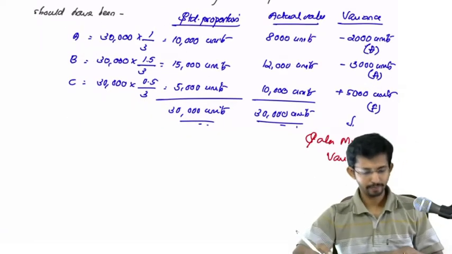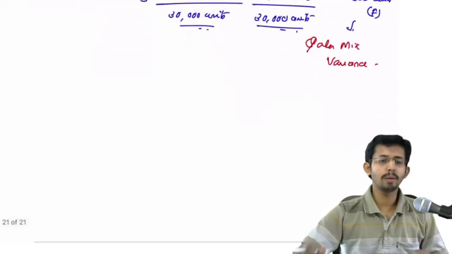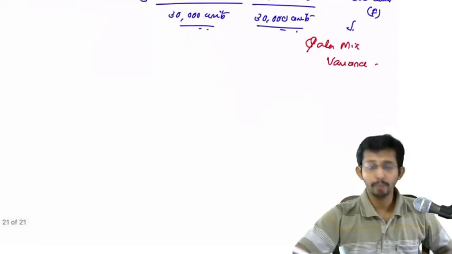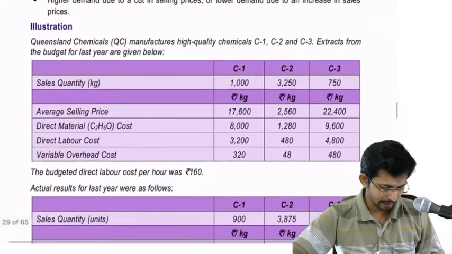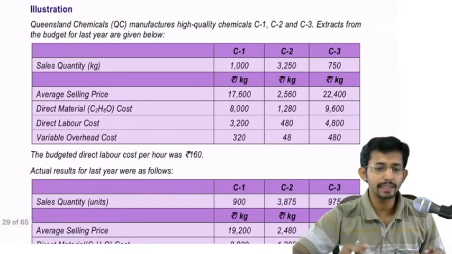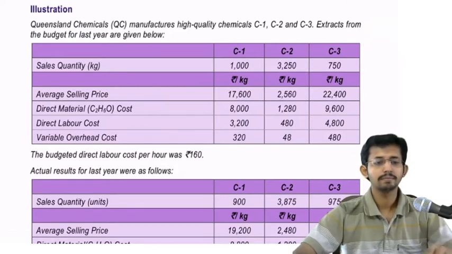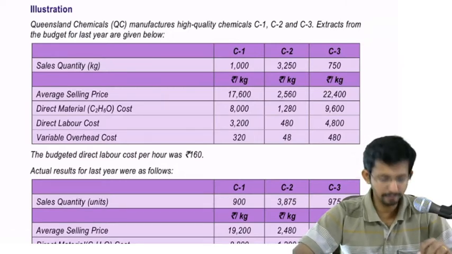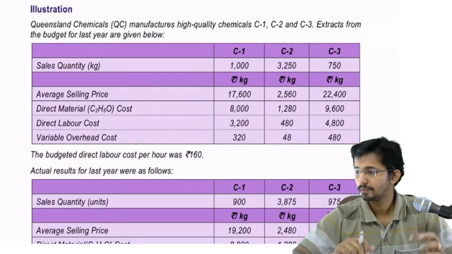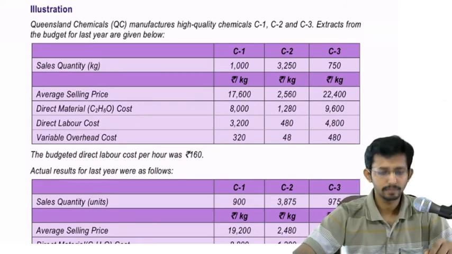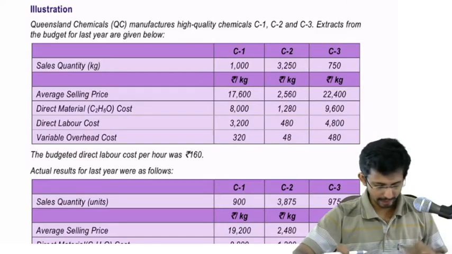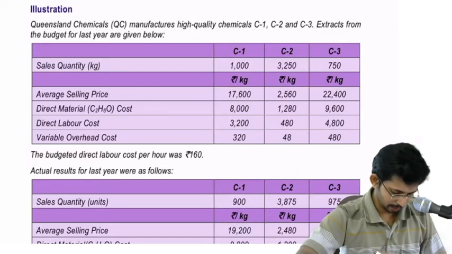Right. Now let's do one problem on page number 12.29. You can take the question. On page number 12.29, there is an illustration. You can pause the video and read the question once. I think you have read the question. Now let's see what is given in the question.